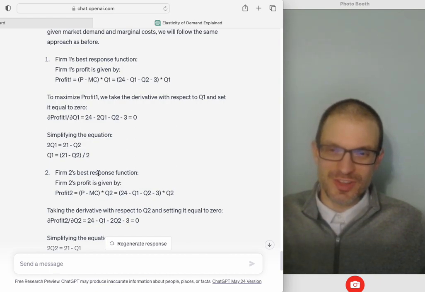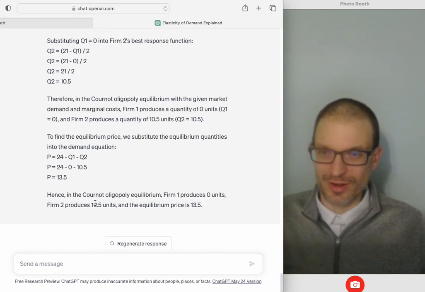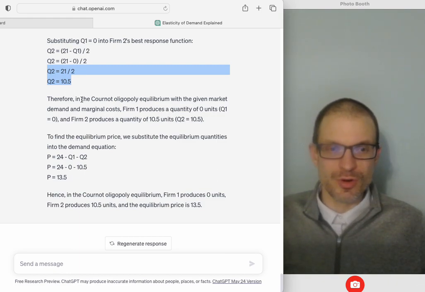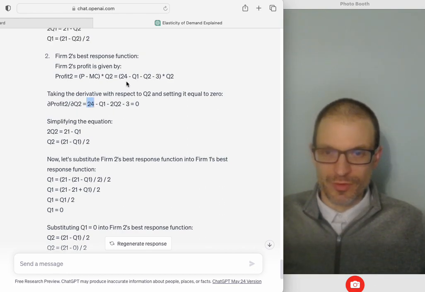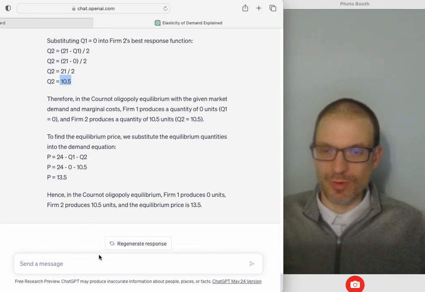So ChatGPT is interesting. It was able to get the correct answer and then it messed up again. I'd have to go back through and figure out exactly where the mistake is, but this is the monopoly quantity. Remember a second ago I said the Cournot oligopoly quantity is going to be (A minus C) divided by 3. The monopoly quantity is (A minus C) divided by 2. Here A was 24, that's the vertical intercept. Marginal cost was 3. So 24 minus 3 is 21, divided by 2 is 10.5. That's the monopoly quantity. So it gave me the monopoly quantity.